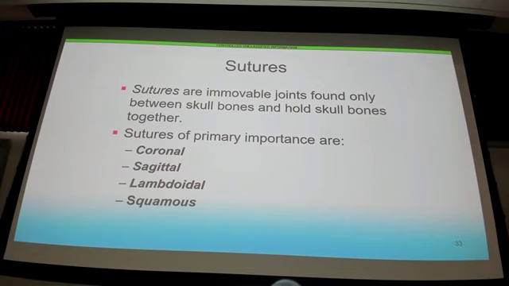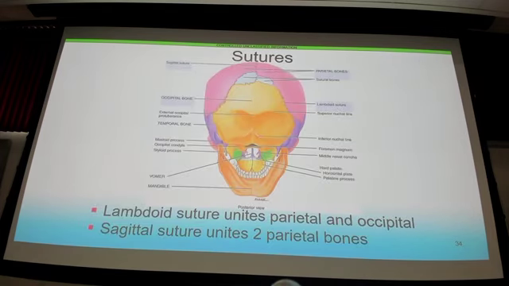All right, sutures. We have to hold the skull together, so we have sutures. Coronal, sagittal, lambdoid, and squamous. If you don't know what that means, it's lambdoidal.